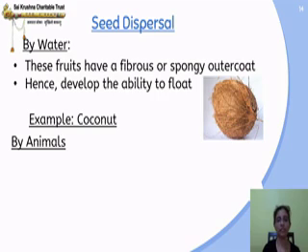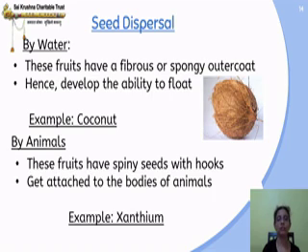Next you have the dispersal of seeds by animals. So animals also play a part in seed dispersal. How? These fruits have spiny seeds with hooks. They get attached to the bodies of animals. So the hook plays an important role in getting itself attached to the body of the animal, which in turn goes to another place and sheds those hooks. From there sprouts the new plants.